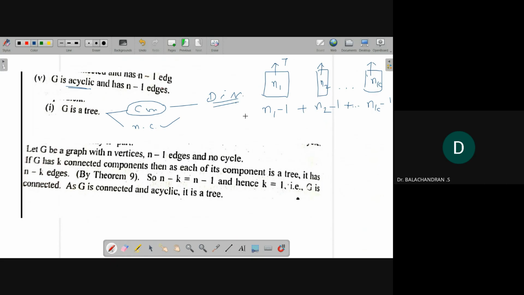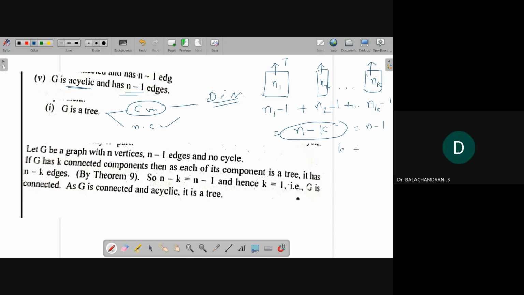So this is the total number of edges in G or T, whatever it may be. n1 plus n2 plus up to nk is n, and there are k terms. So there are n minus k edges in G or T. But you are assuming G has n minus 1 edges. So this is equal to n minus 1.